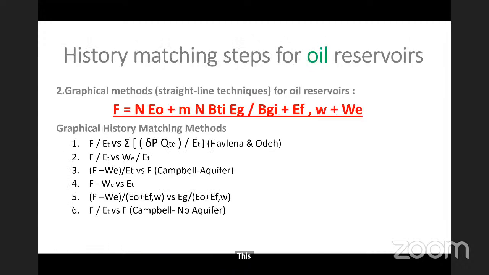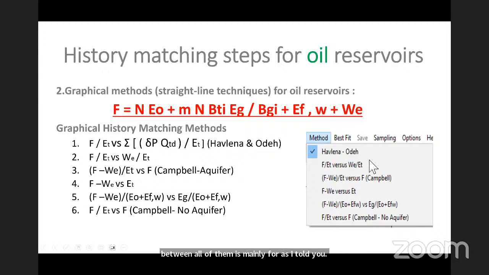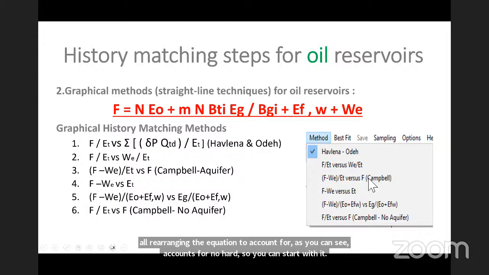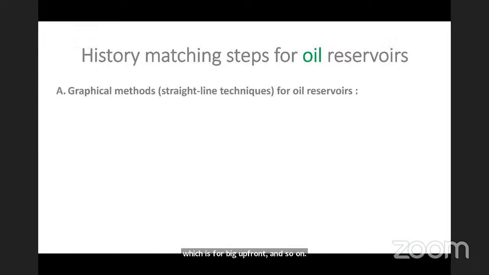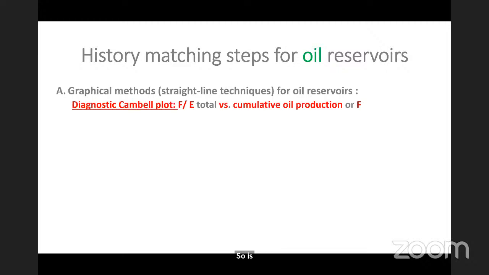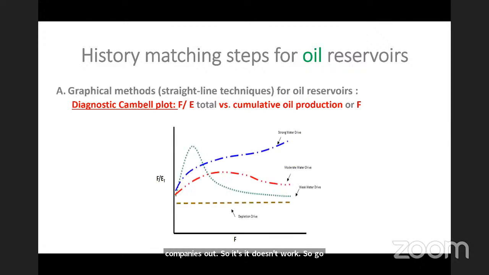them is mainly, as I told you, as you can see here is from the MBAL, and here is the equivalent equation. You can see this is all rearranging the equation to account for, as you can see, Campbell plots accounts for no aquifer. So you can start with it, and after that you will go and say okay, we have now an aquifer. So this aquifer for Havlina it will be unsteady, which is for big aquifers and so on. So it's some kind of trial and error, and also depending on your understanding, but it's more about trial and error to check this aquifer. Campbell without aquifer, so it doesn't work, so go with Campbell with aquifer and so on. Okay, as you can see, something like this.